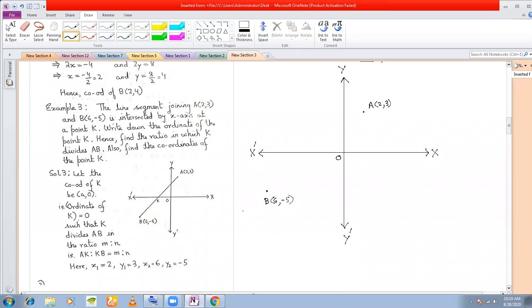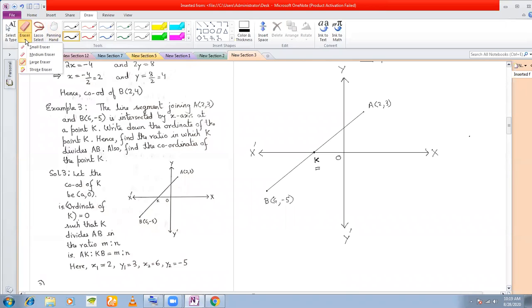The line segment AB is intersected by the x-axis at the point K. So let's join the points A and B to form a line segment. This line segment is clearly intersecting the x-axis at this point. They have given that this point is K. It's a very important problem actually. Write down the coordinates of K. So you need to find out the coordinates of this point K.